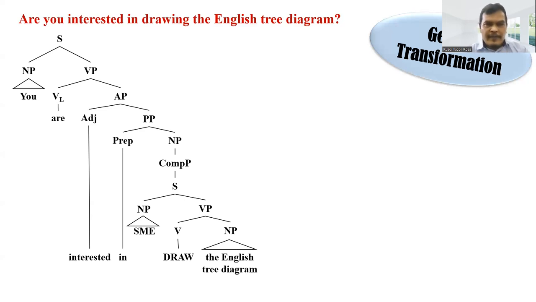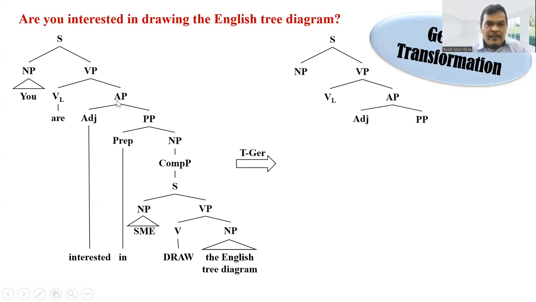Now, let's transform this structure into a deep structure, sorry, a surface structure in the form of gerund transformation. Now, you see that this is composed of NP and VP, and VP is composed of VL and AP, exactly similar with this one. So we have here also adjective and PP. And then we also have prep and NP exactly similar with the structure in the deep structure. And then we have here a complement phrase. Again, this is still similar with the diagram in the deep structure. We have here a sentence.